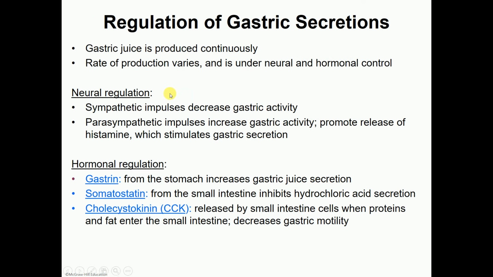Okay. Other hormones that regulate come from the small intestine, which means that we are now emptying the stomach. Chyme is moving on into the small intestine. We no longer need gastric juice. So these hormones that come out of the small intestine are going to inhibit gastric motility and inhibit gastric secretions. And those are known as somatostatin and CCK or cholecystokinin. Okay, both of these inhibit hydrochloric acid secretions. They decrease motility, and now that we're emptying the stomach, the signal to the stomach is, you can stop making all of that gastric juice.